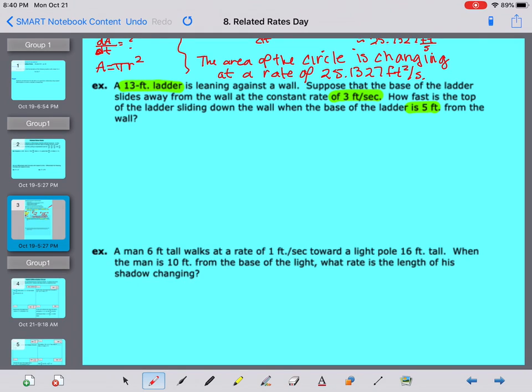Okay, so I have a wall. Here's the ground. And I have a ladder leaning up against the wall. That is not a safe ladder, so don't get on my ladder. This is kind of an embarrassing ladder. And then we know that this ladder is 13 feet. Okay. So that's a really important thing.